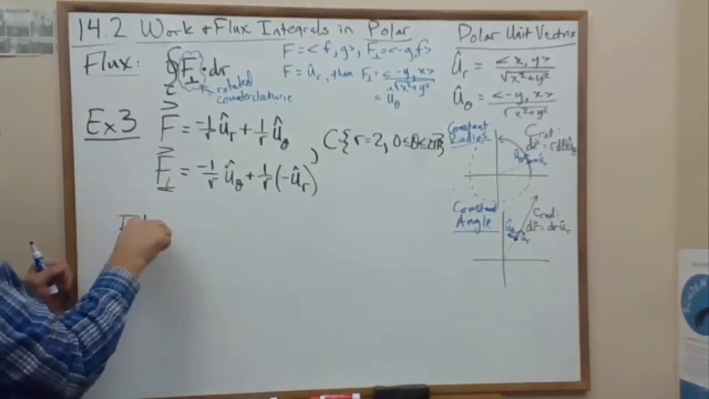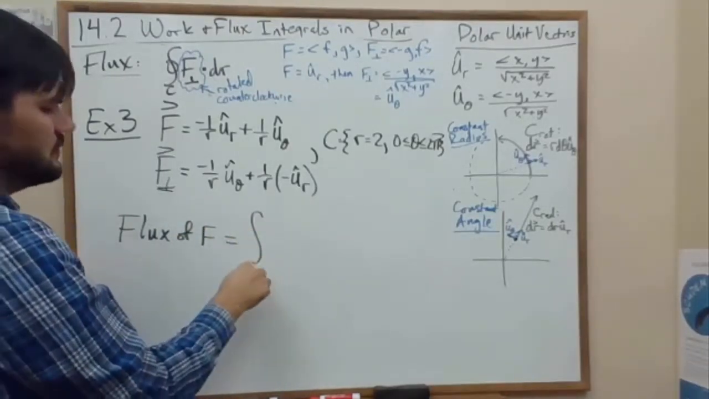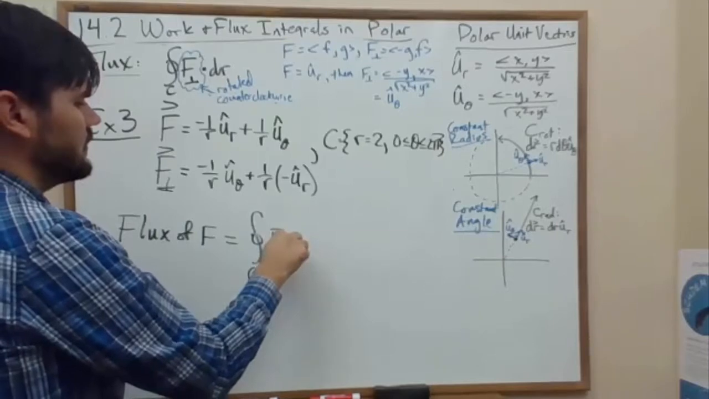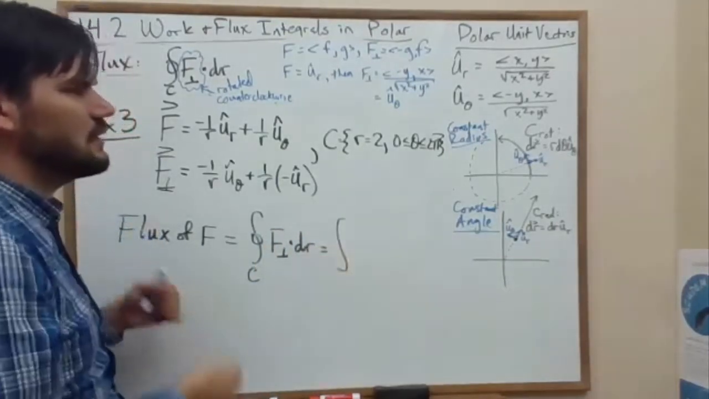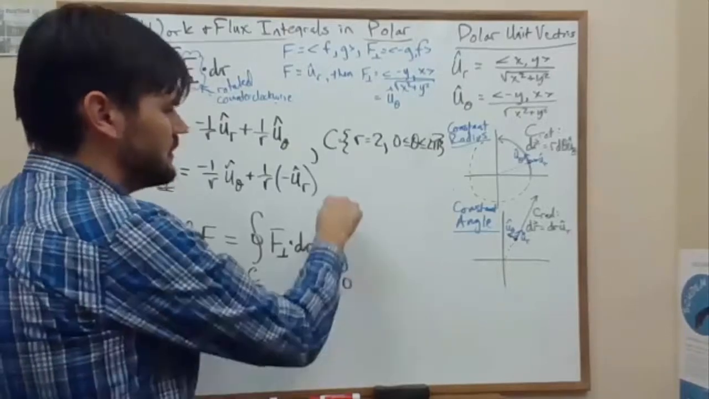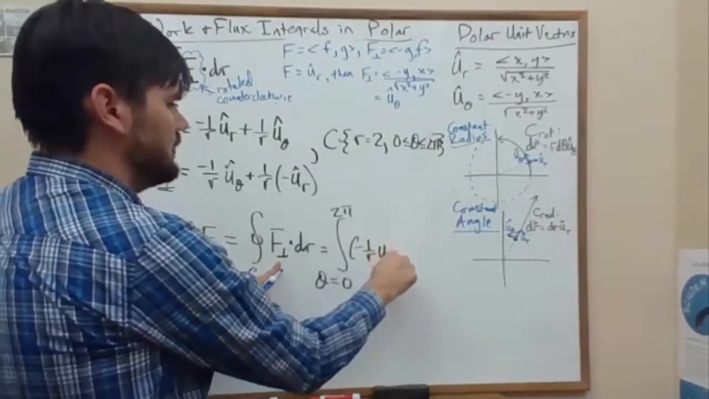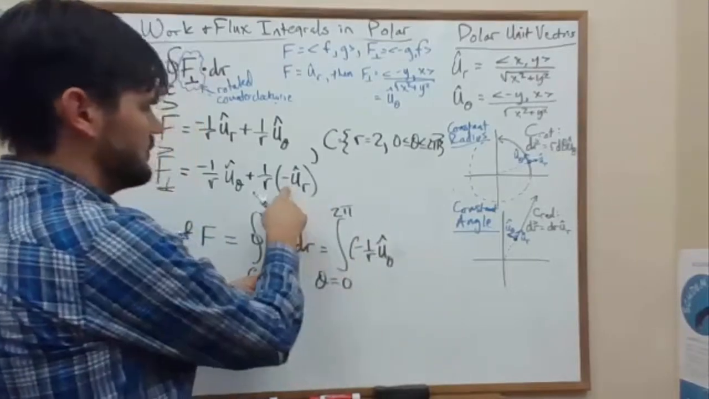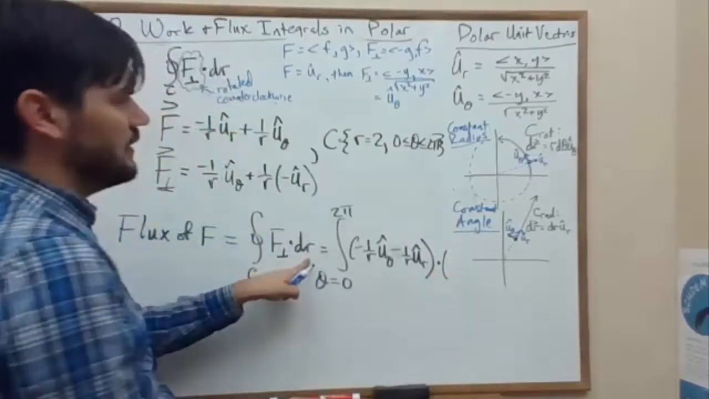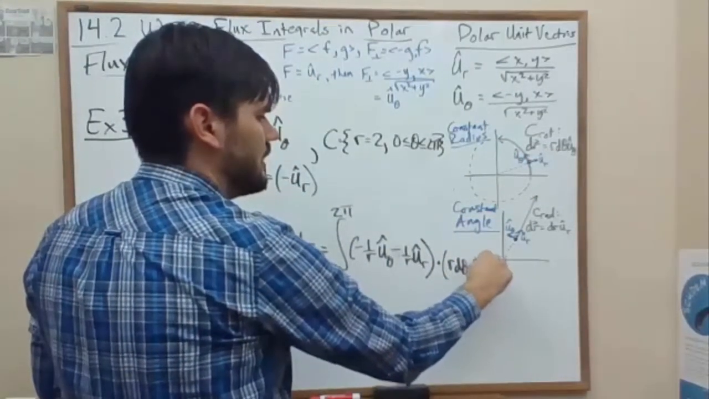So now, the flux of F equals the work integral all the way around some closed curve of F perpendicular dotted with dr. Okay, well, what's our curve going all the way around? That is a circle of radius 2. So we move around using the angle theta from 0 to 2 pi. Our perpendicular field is minus 1 over r u_theta plus, it's a minus 1 over r again, u_r, and we dot that with dr. dr for moving around is r d theta in the theta direction.